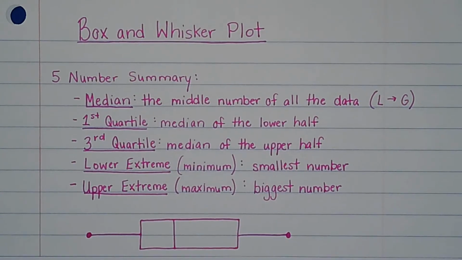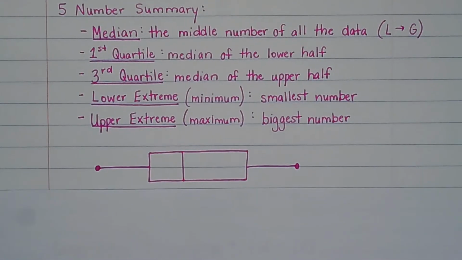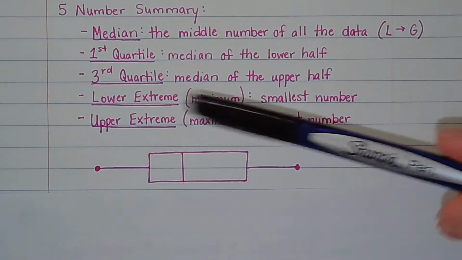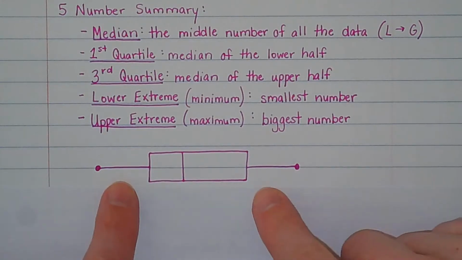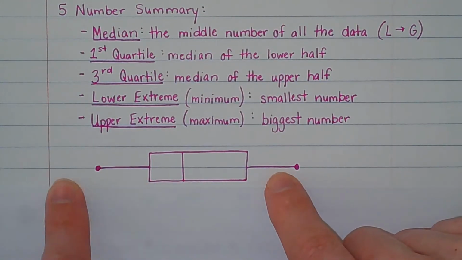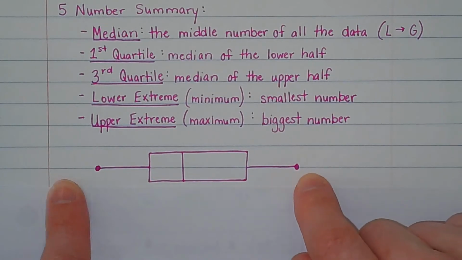So this is what a box and whisker plot looks like. You see why it's called a box and whisker plot now. So here's your box, and then here are your whiskers. Your whiskers don't have to be a set length, okay? And they also don't have to be even. So like if this one over here is really long, but this one over here is really short, that's okay.